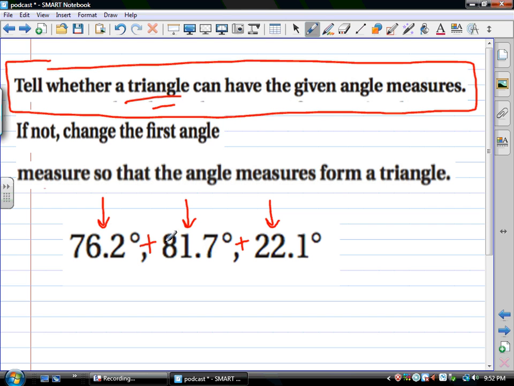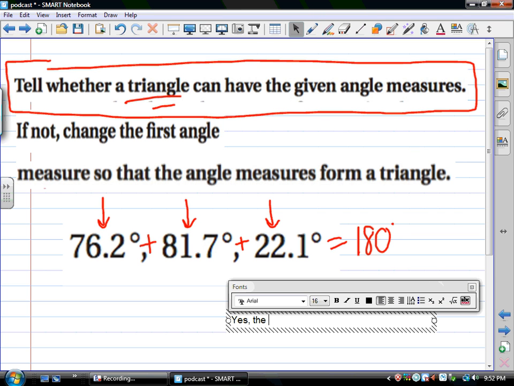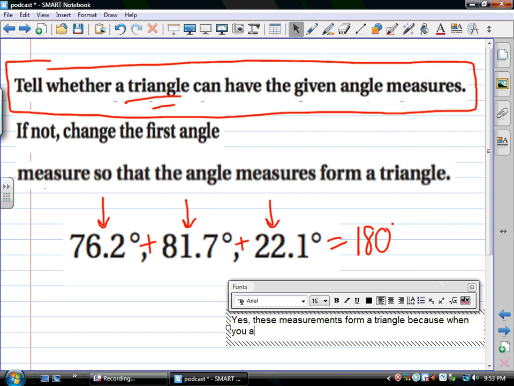When I add all 3 angles up, it does give me 180 degrees. So by definition, yes, these measurements form a triangle, because when you add them together, you get 180 degrees.